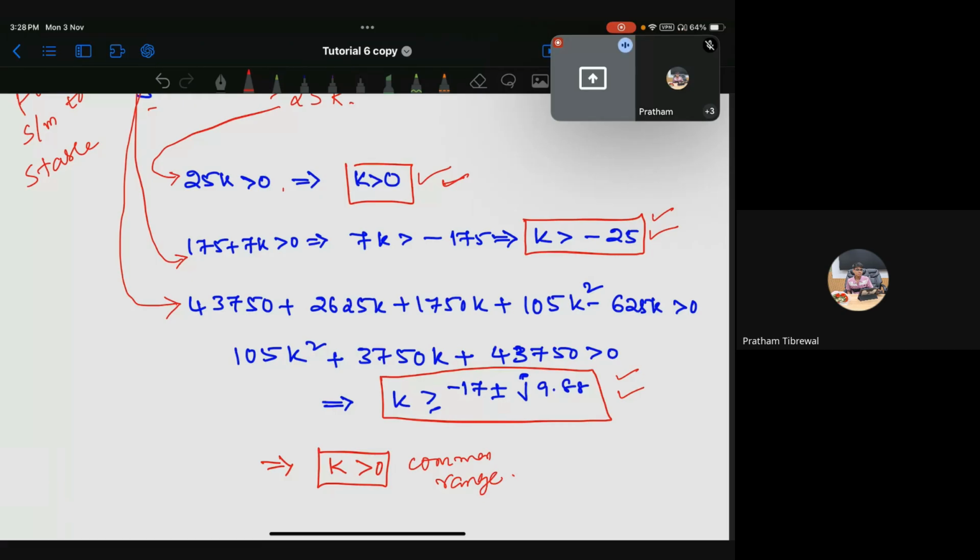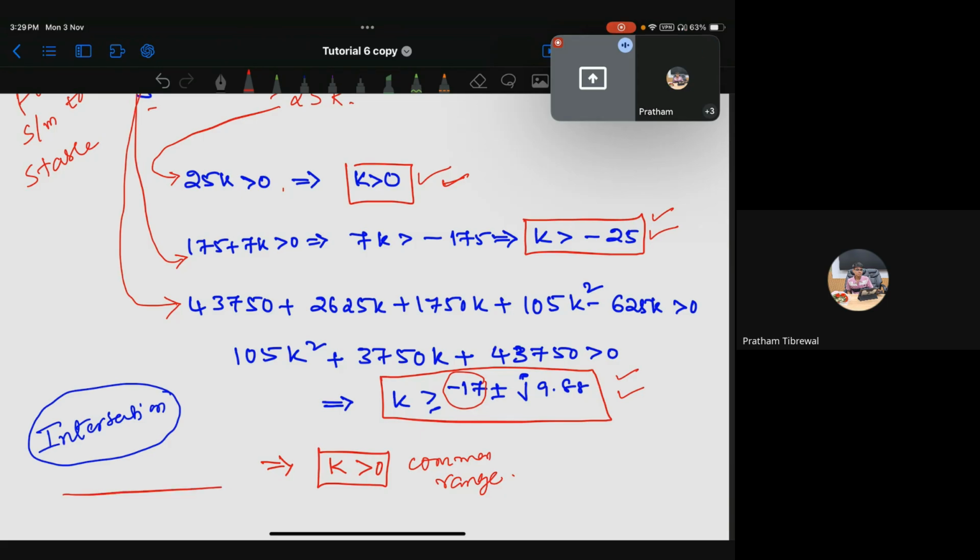Is this clear? Any queries? From all the ranges, we will take the intersection, not the union. Here we take only the positive real value. So only the last intersection we are getting, that is k greater than zero. So we'll take the intersection as our answer.